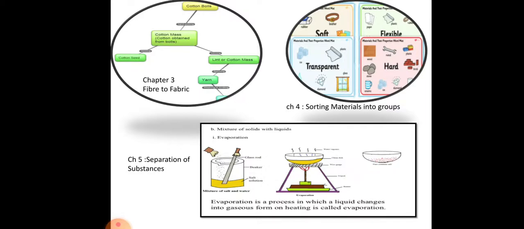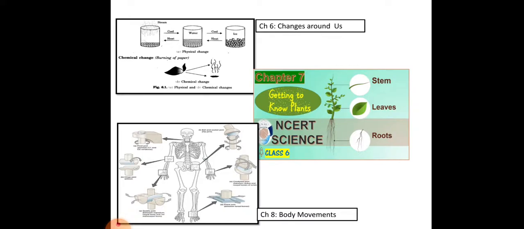And the sixth chapter is Changes Around Us, where we learn about physical and chemical changes around us and the byproducts of these changes. Chapter 7 is Getting to Know Plants. In this chapter we learn plant parts in detail: root system, leaf structure, flower structure, and photosynthesis. And the next chapter, chapter 8, is Body Movements: how the body moves flexibly with bones, joints and muscles, and what locomotion is.